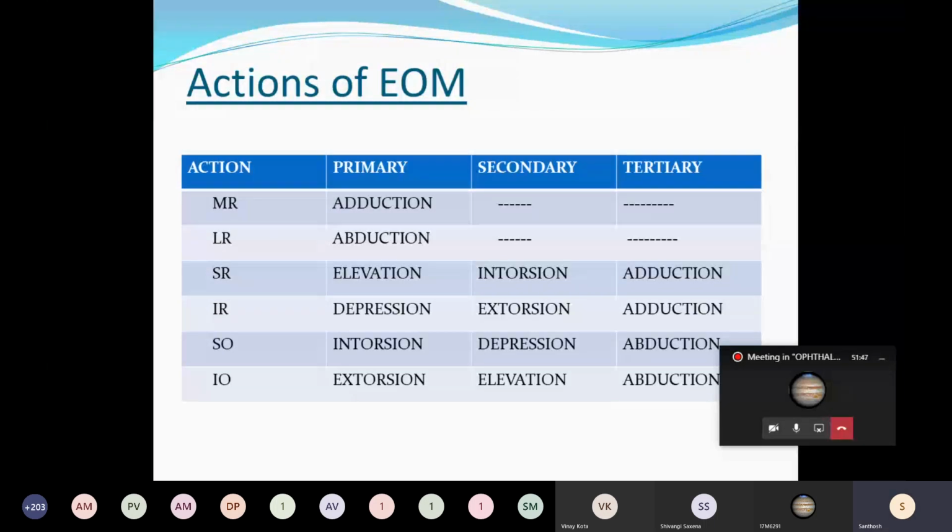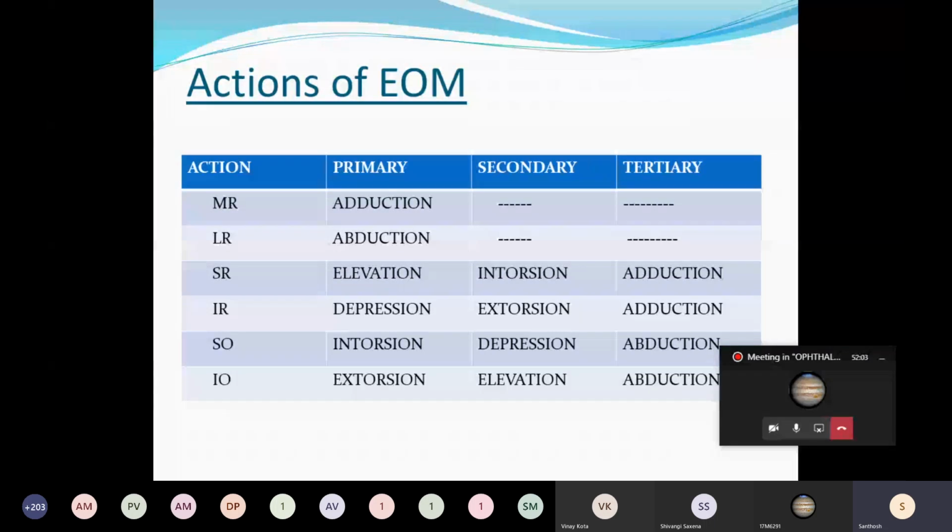Just to confuse you, they may ask you what are the secondary and tertiary actions of medial rectus and lateral rectus. Here I would like to emphasize the fact that medial rectus and the lateral rectus have got only primary action, never ever any secondary actions.